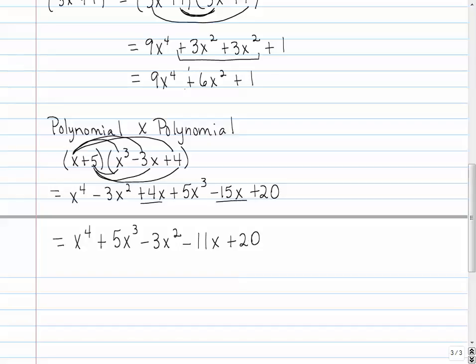So that would be your answer. x to the 4th plus 5x cubed minus 3x squared minus 11x plus 20. I put the 4x and the negative 15x together, and 4 minus 15 is negative 11.